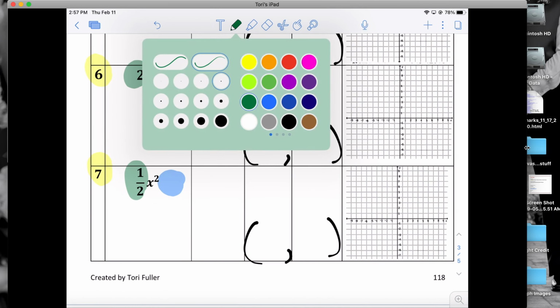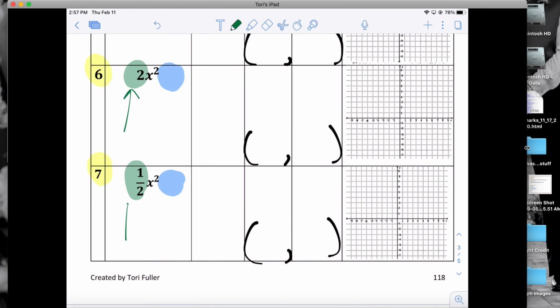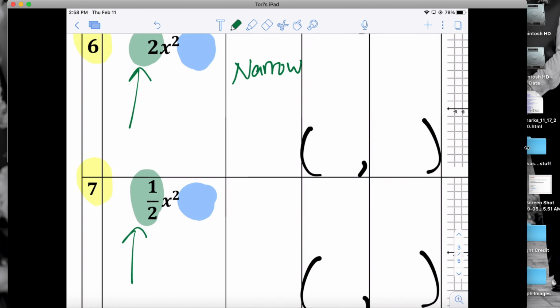All right, so starting with green, I would say, is there anything in front of the X squared? Yes. A 2 is going to make me very narrow, and it's going to double my patterns. Let me zoom that in real quick. We're going to take 1, 4, 9, and we are going to double them. So we're going to multiply them all by 2 because I have that 2 number.